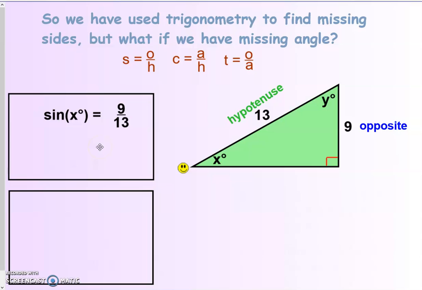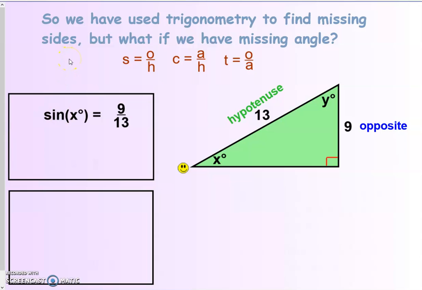Now, the question becomes, how do we get x by itself? And this is a brand new thing for you. This is a new idea that you've never experienced before in a math class. And that's that sine isn't a number. Sine is a function, and functions are much different than numbers. So we can't divide both sides by sine because it's not a number. So we have to think about what gets rid of the sine function.